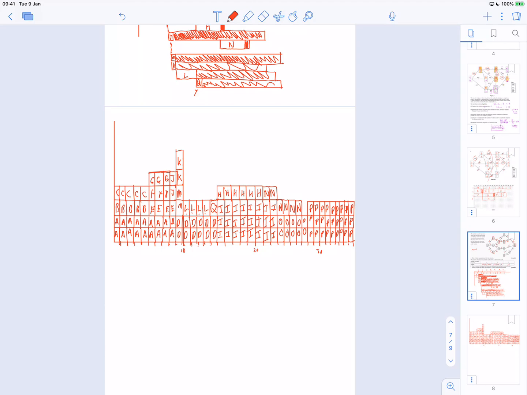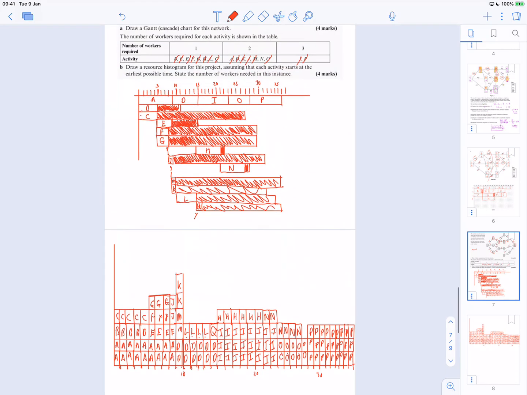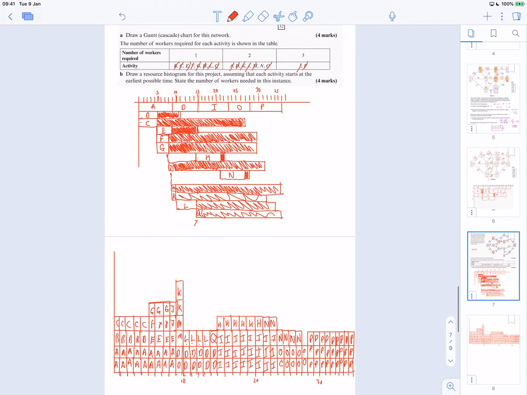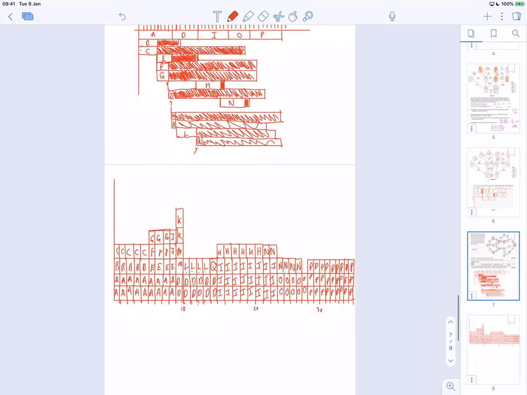Okay, so it looks like if you were to just do them, draw a resource, okay, back it up. Draw a resource histogram for this project. Check, done it. Assuming that each activity starts at the earliest possible time. Done that. State the number of workers needed in this instance.